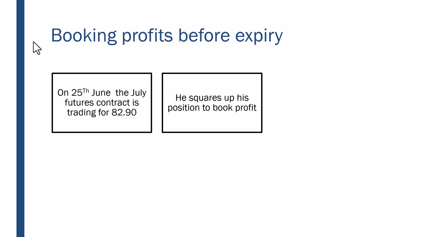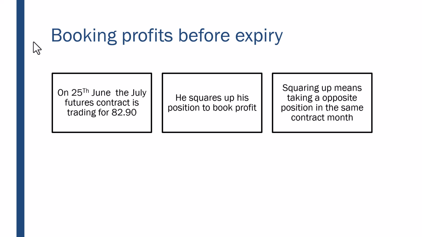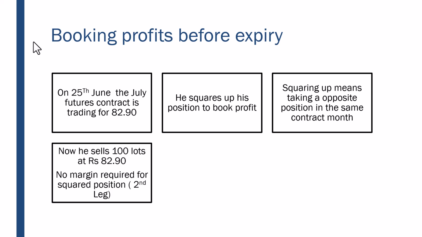Squaring up means taking the opposite position in the same contract month, and you can do it on the same contract month. If you had placed an order for the July contract, you have to take the opposite position in the July contract. Now he sells 100 lots at 82.90. Now he doesn't have to pay any margin money. Since he has paid the margin money at the first leg, in the second leg there is no margin, because it nullifies the first contract.